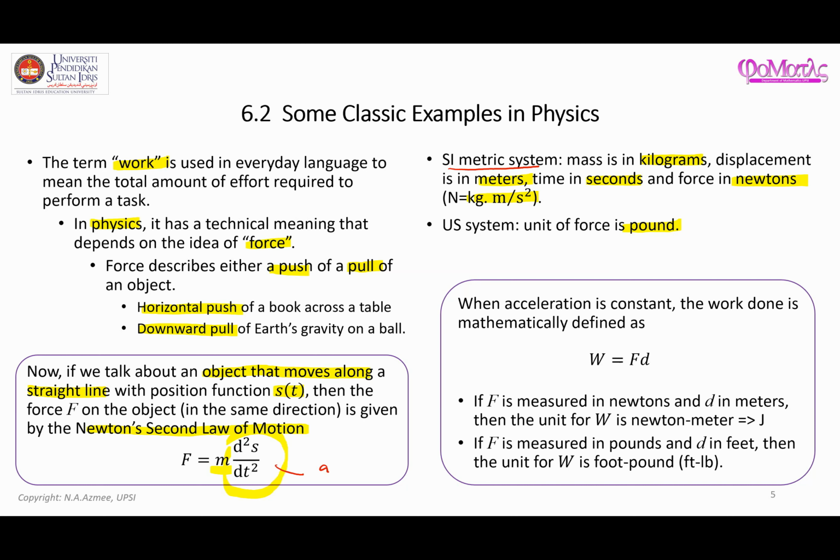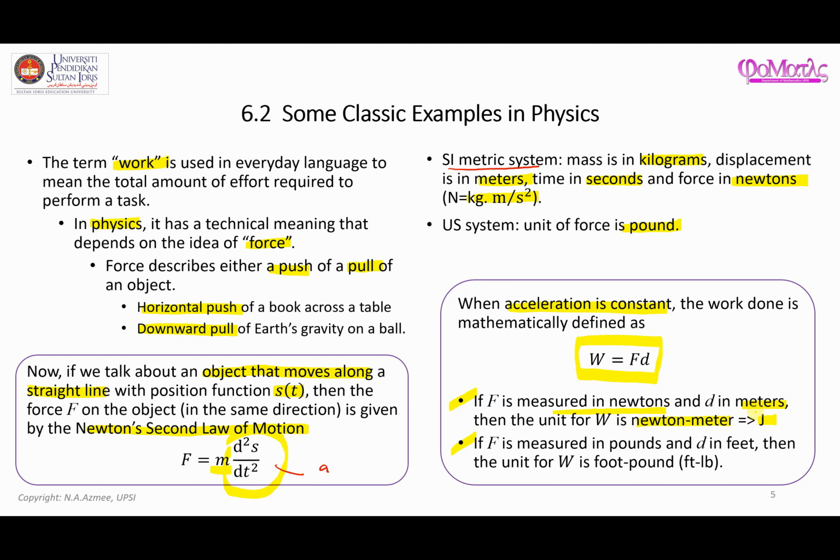Now, when acceleration is constant, you can find the work done using this simple formula, which is force times the distance. There are two different units related to work. If you consider the SI metric system, then F will be measured in newtons and d in meters. Therefore, the unit for the work done is newton meter, or it can be simply expressed as joule, which is represented by the letter J.